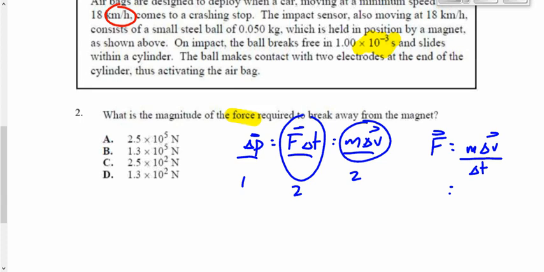The mass of the steel ball is 0.05 kilograms. Delta V would be 0 minus 5 meters per second. Where did the 5 come from? Yeah, 18 kilometers per hour. The time interval here is 1 times 10 to the negative 3 seconds. We do the math there. It works out to be C, 2.5 times 10 to the 2 newtons. Does that make sense? 250 newtons.